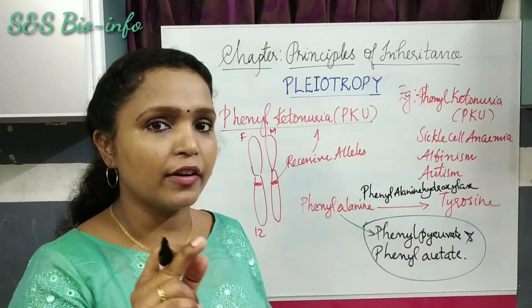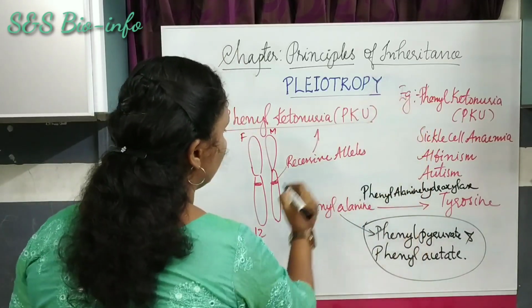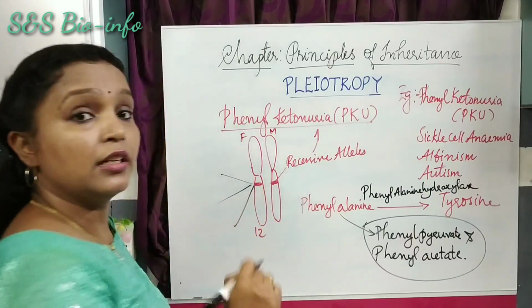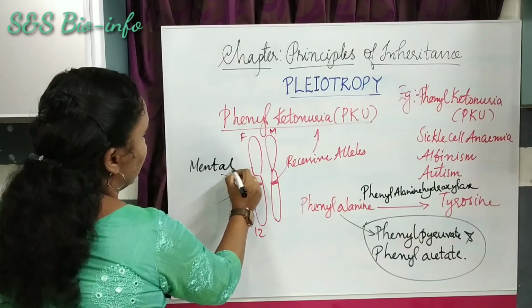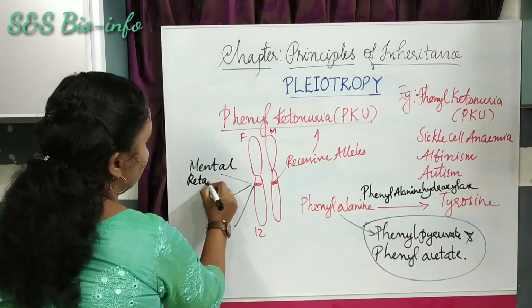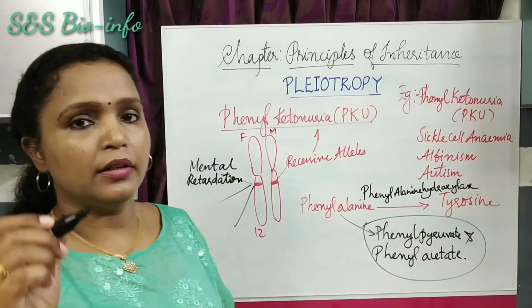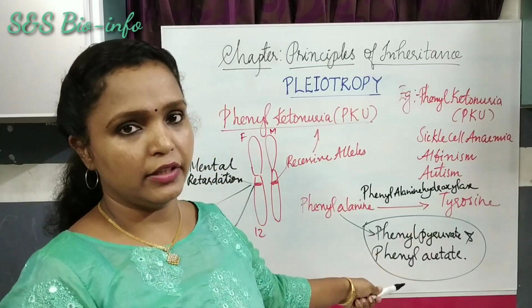So that is one effect of these recessive alleles, the defective alleles. That is one effect, just as I mentioned here, the multiple effects. First one, mental retardation. Mental retardation is due to the accumulation of phenylalanine and its derivatives.